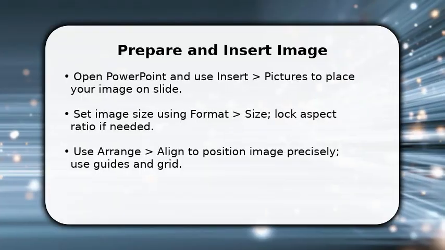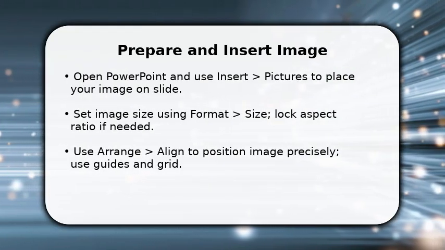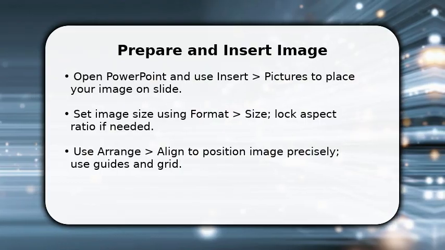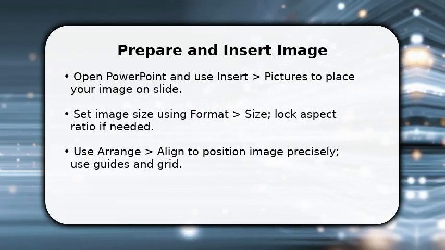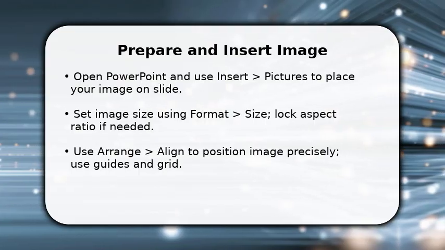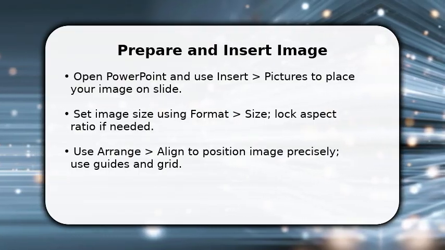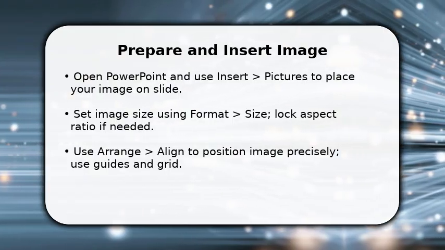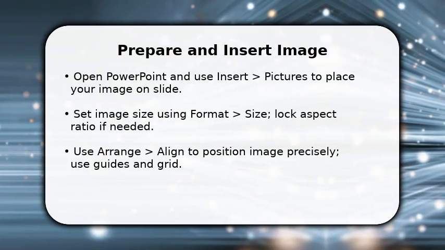You start by inserting the image and committing to the exact area you will edit. Open Insert Pictures and pick the file. Once placed, click Format and enter size values to scale precisely, lock aspect ratio to avoid distortion. Make sure to align using Arrange Align and Snap to Grid so placement is consistent across slides.